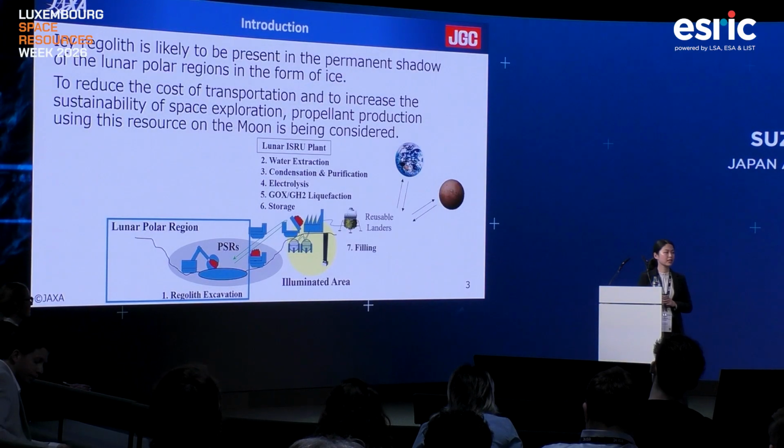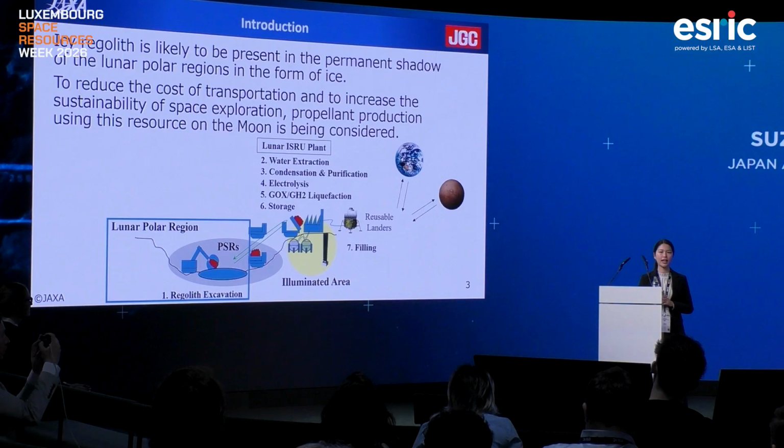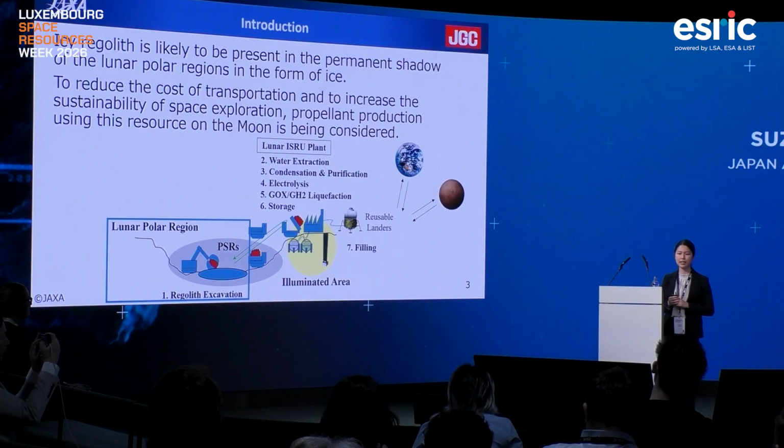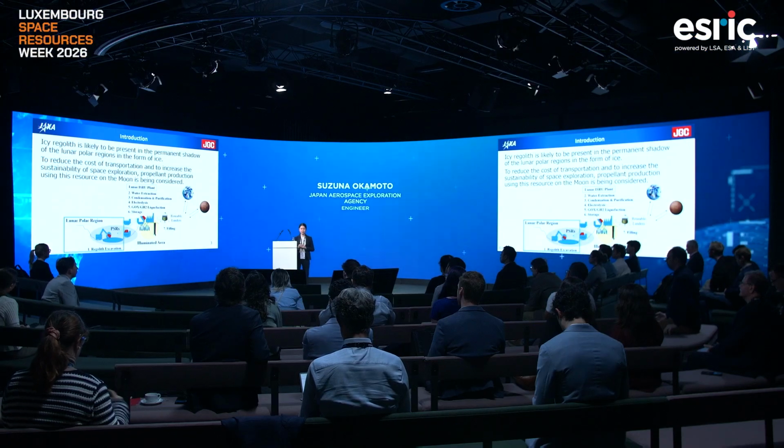So from here, let me explain a little bit of background. Today it is said that ice-regulus is likely to be present in the permanent shadow of the lunar polar regions in the form of ice.